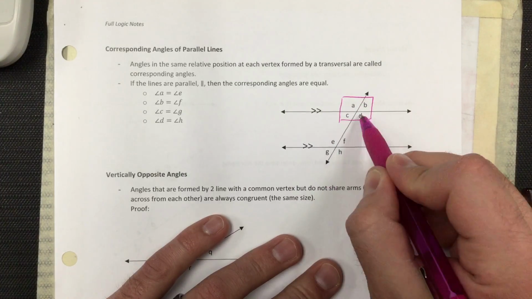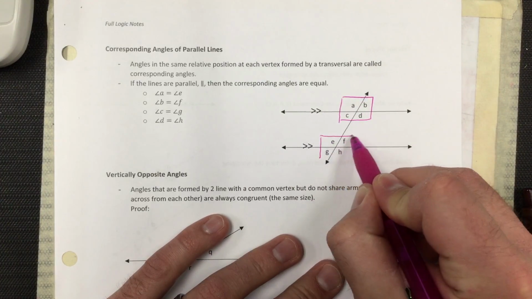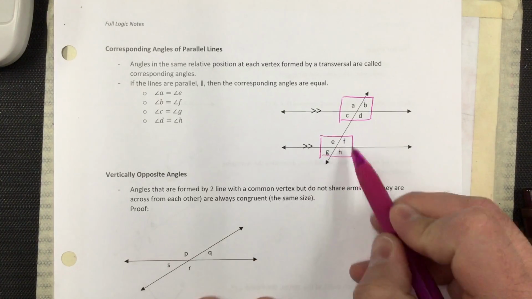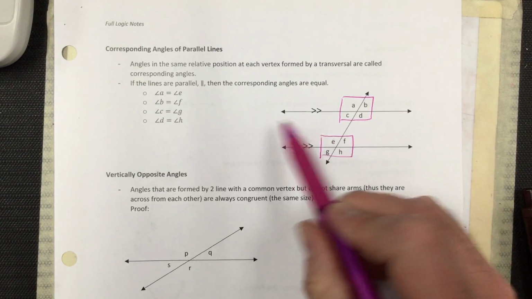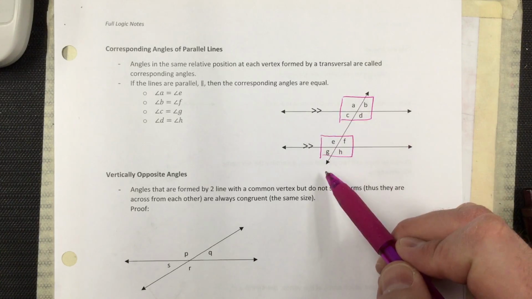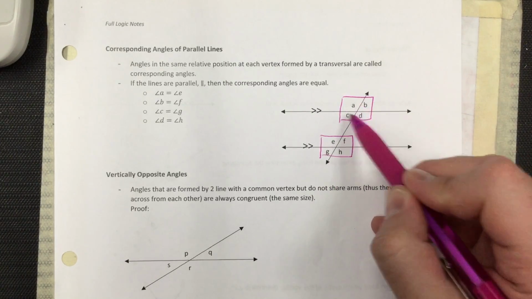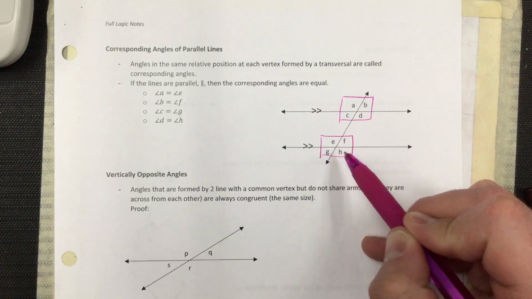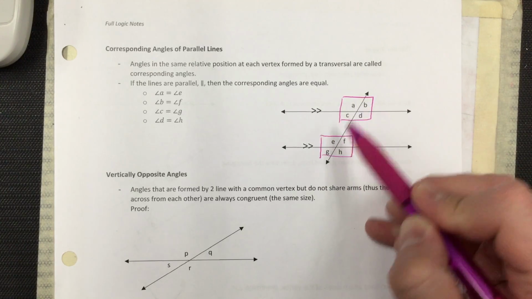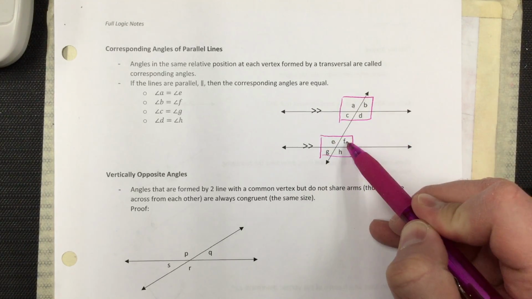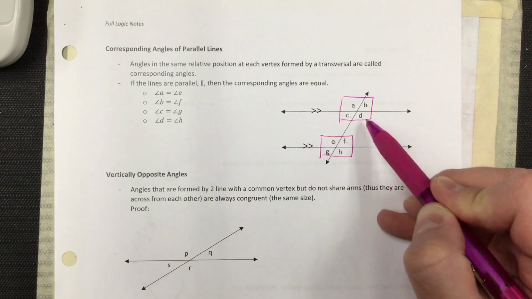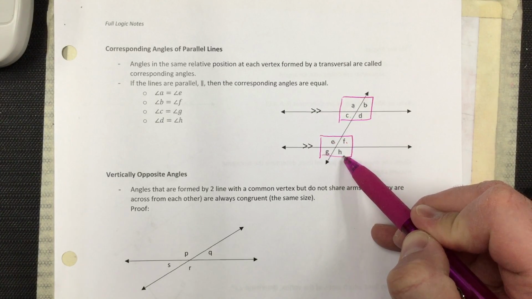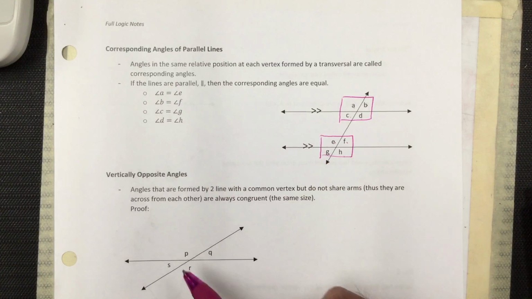This area here, A, B, C, and D, is going to be exactly the same as this area right here, E, F, G, H. Because they're parallel lines, and this is a straight line transversal, these four angles are going to be exactly the same as these four angles. So angle A is going to equal angle E, B is going to equal F, C is going to equal G, and D is going to equal H. That's what we have right here.